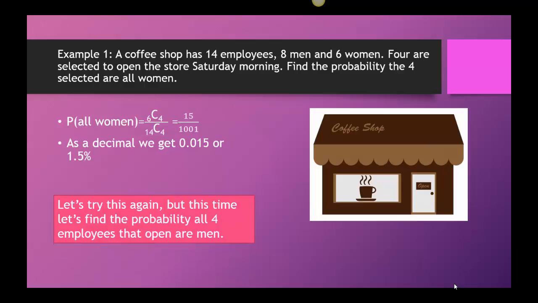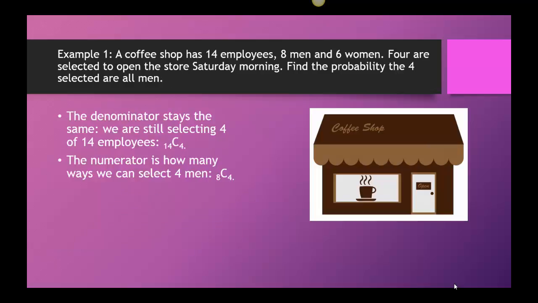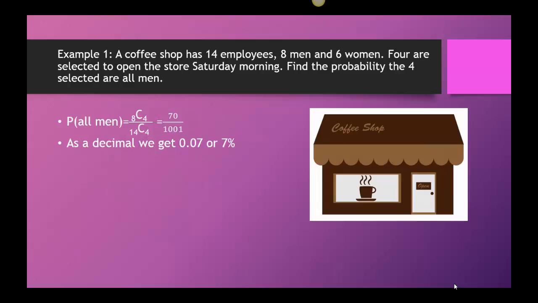Okay, so let's try this again, but this time let's just change the scenario to select all 4 employees that are men to open the store. Alright, so the denominator is not changing. The scenario is the same. We're picking 4 people, but the numerator does change because now we have 8 men and we're picking 4. Okay, so here's our new probability.